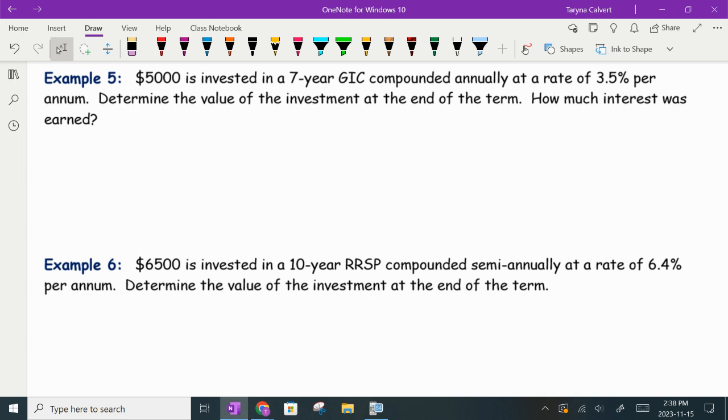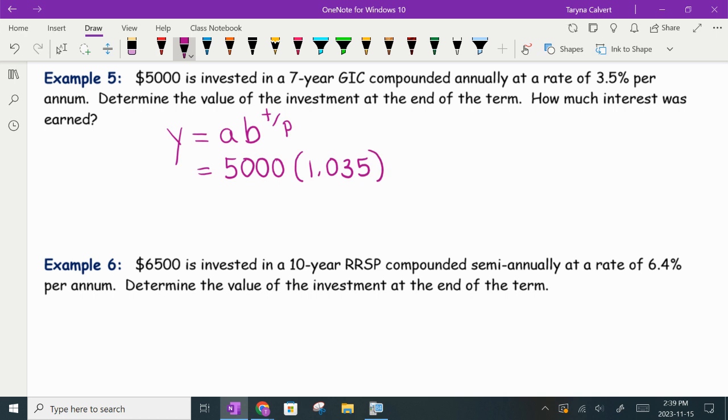So here it just says $5,000 is invested in a 7-year GIC compounded annually at a rate of 3.5% per annum, so per year. Determine the value of the investment at the end of the term. How much interest was earned? All right, so we have y equals, I'm just going to write the formula down again. So A is what? 5,000. And we're making 3.5% per year. So that's an investment. So what's my B value? 1.035. You can picture this one, guys, as a population growth.